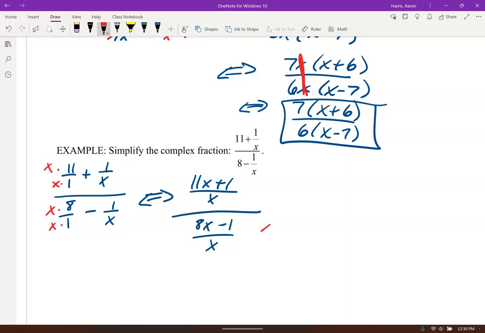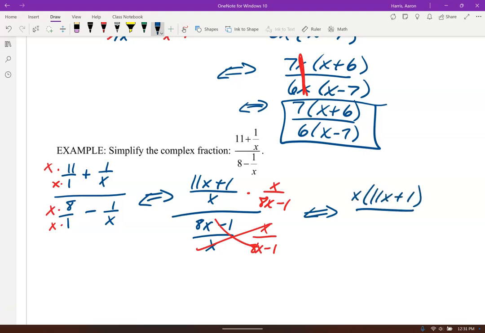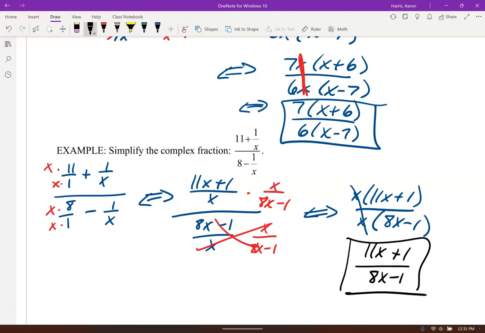Now I have one fraction over one fraction, so I can multiply by the reciprocal. And we have x times 11x plus 1 over x times 8x minus 1. And don't miss that you can cancel those x's. And so it looks like we have 11x plus 1 over 8x minus 1.